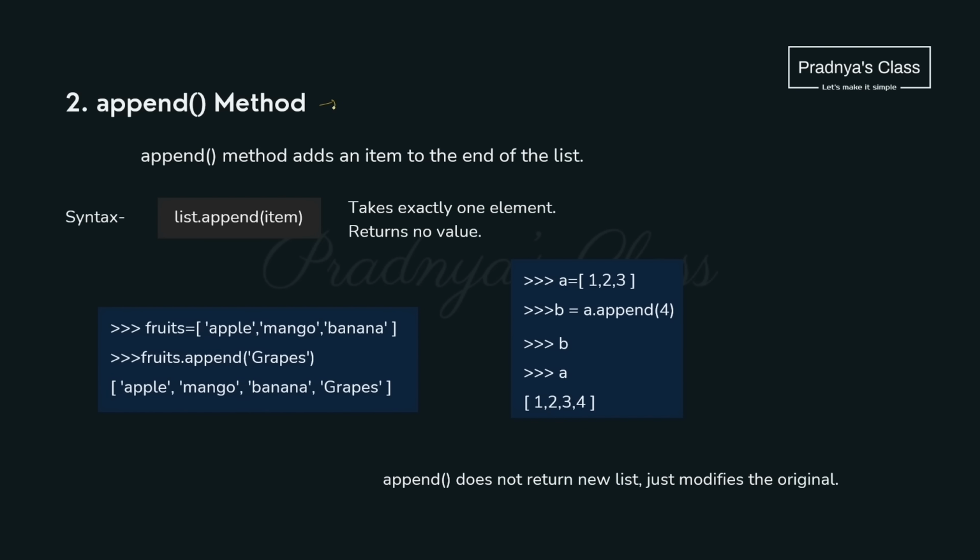Now look at the most important method. The append method adds an item at the end of the list. Note down the syntax. It will take only one element and it will append it at the end of the list. Look at the example. Here is the list. We are trying to append grapes to the list and it got added at the end. As list is mutable, it will change the original list. That's why it will return no value. We need to print the original list.